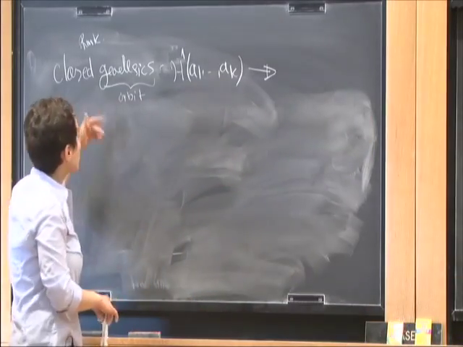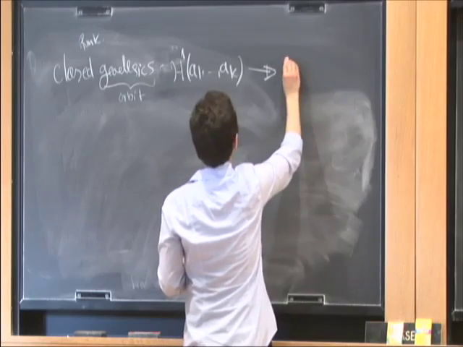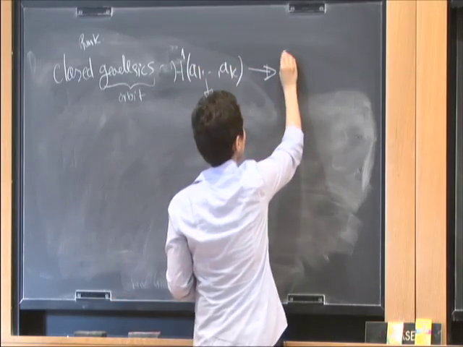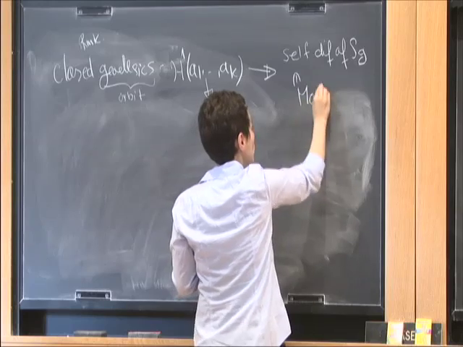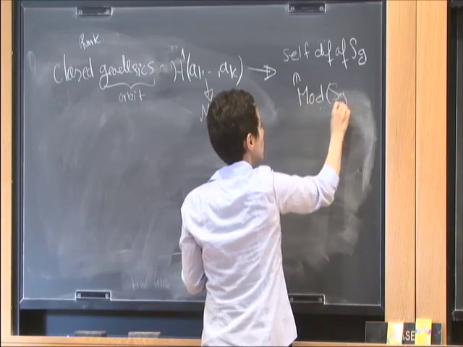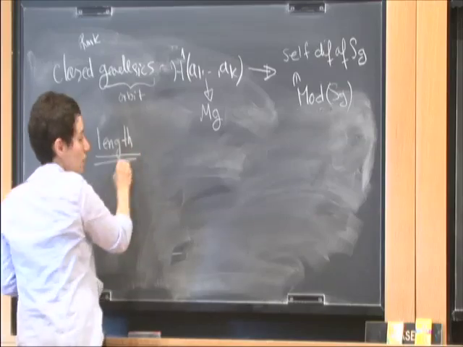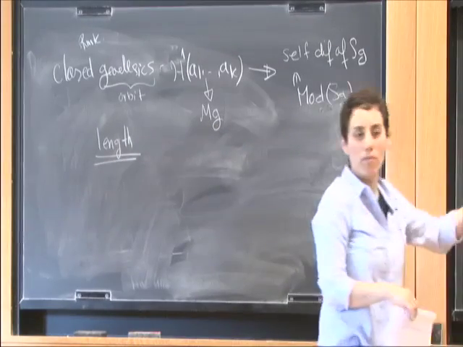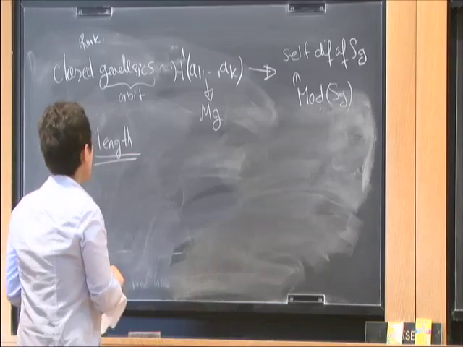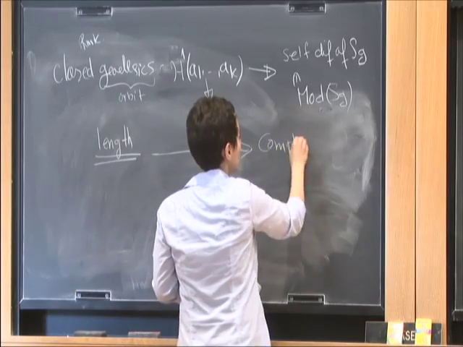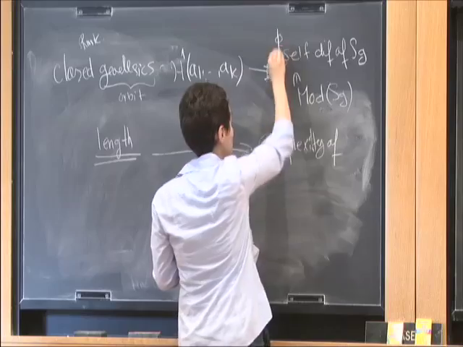And the same thing happens here: if you have a closed geodesic on MG that lies in one of these H1, A1, 2, AK, this gives you a self-diffeomorphism of SG, so an element of the mapping class group of SG up to isotopy. The length of this closed orbit is the L such that GL of Q is equal to Q. The geodesic length with respect to the metric that they discussed would give you somehow the complexity of this, which I call L of phi.